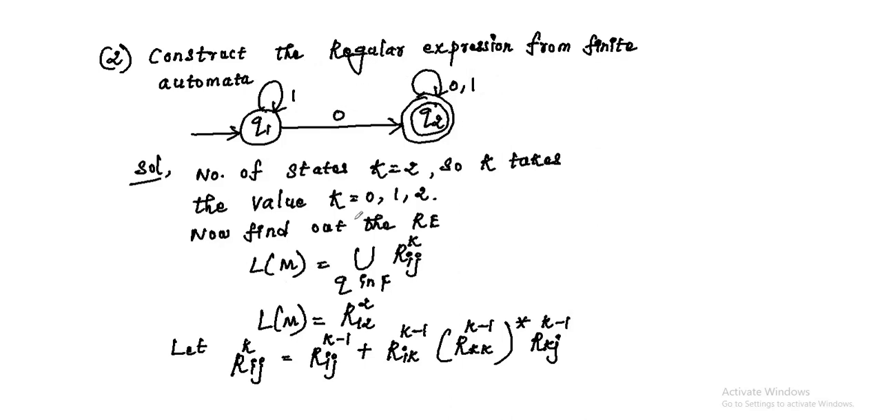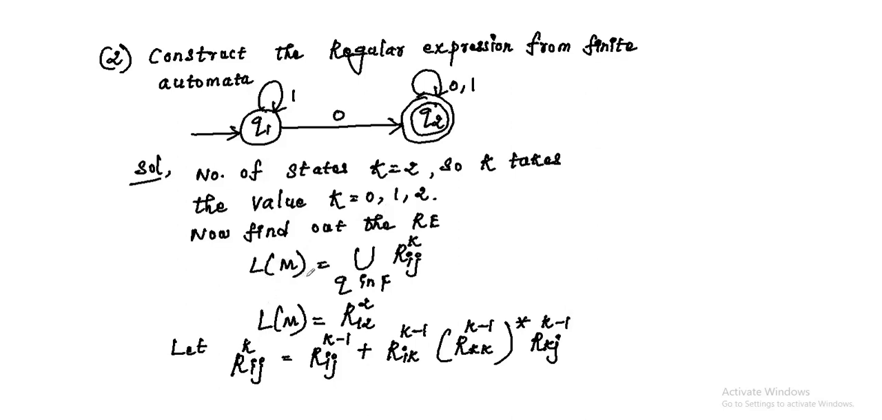How do you solve the problem? Number of states. Look at the transition diagram. In this transition diagram, we have two states. So k value would be 2. So k takes the value starting from 0, 1, 2. Now we need to find out the regular expression using the two equations. We already know the two equations.